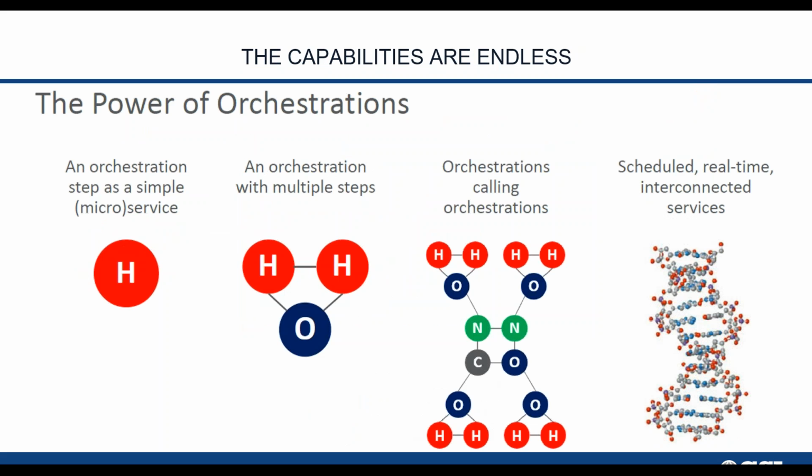So when you think about Orchestrator, Orchestrator can be very simple, very micro level, one thing and done. Or an orchestration might have several different steps. You can then get more complicated and have orchestrations that call other orchestrations, and ultimately you can have various scheduled, real-time, interconnected orchestrations, notifications, and services all running together. And ultimately, that's where we're going. We're going toward that real-time interconnected service. That's where the digital age is bringing us. That's where technology in 2019 and 2020 is bringing us.